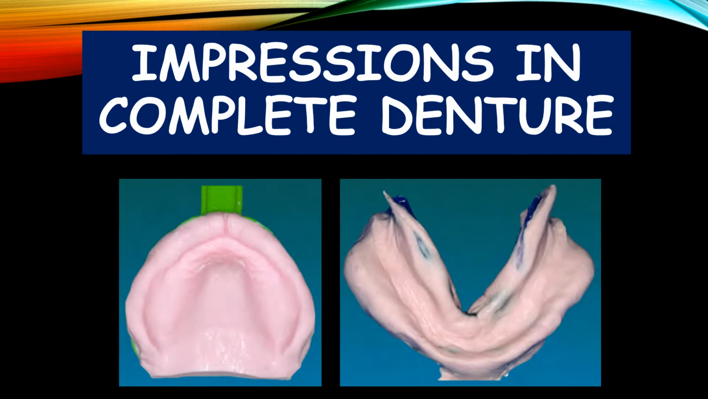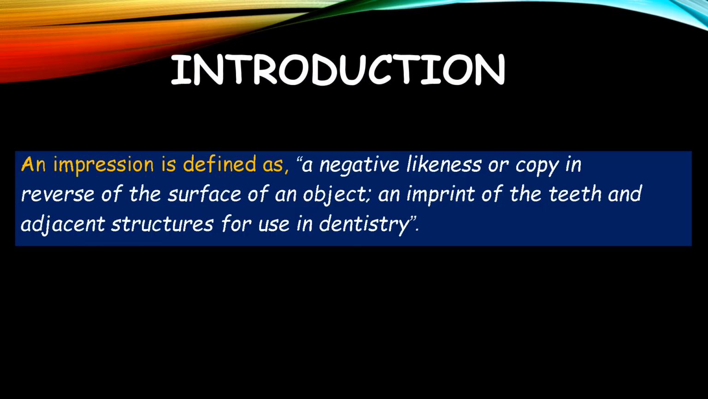Today, I am going to discuss impressions in complete denture. So, what is an impression? Actually, impression making is the primary step in the process of complete denture fabrication. And the primary impression is made after the pre-prosthetic surgery is complete, and it is used to prepare a special tray. If the patient did not require pre-prosthetic surgery, then the diagnostic cast made from the diagnostic impression can be used directly to fabricate the special tray.